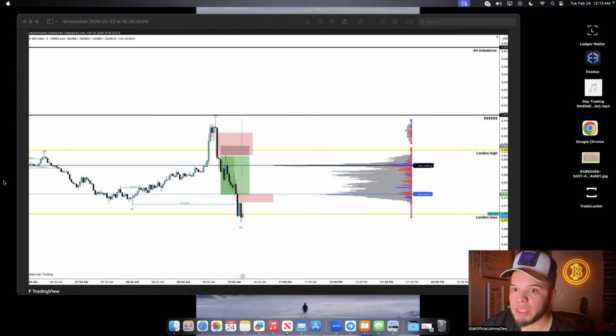Now, once price started moving and we came back up, I still felt confident in my position because I only got in at a half risk, and I re-entered and I got in at my full risk right here. So here I was in two positions.